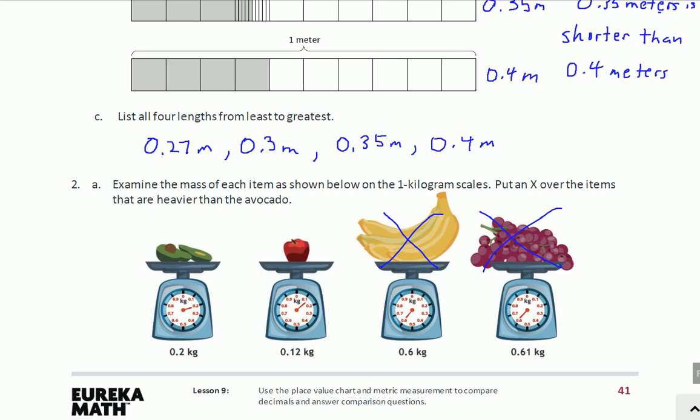Okie dokes, how'd you do? Well, the one that was a little bit tricky was you looked at that and you said, well, that 1 is less than 2. So wait a minute, which ones are heavier? No, that one is lighter. The apple is lighter, so 12 is less than 20. Then we have 16, 61. So those 2 are the heavier ones, and they are heavier than the avocado, but the apple is not heavier than the avocado. That'll do it for this side, and I'll catch you on the flip side.